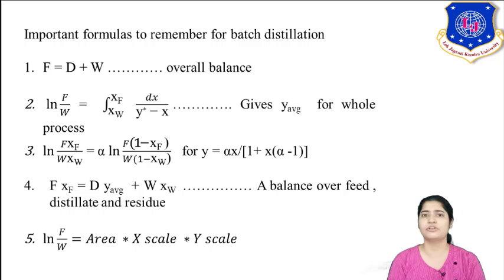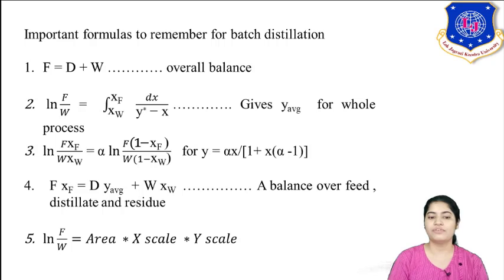So in gist about batch distillation, these are the certain formulas which you have to remember. First is the overall balance. Feed is equal to distillate plus W. Okay, feed moles or molar flow rate is equal to D plus W. Second is Rayleigh's equation. What is the purpose of it? It gives you the Y average value for the whole process. Okay, what is Y average? It is the average of the vapor phase mole fraction throughout the batch distillation process.